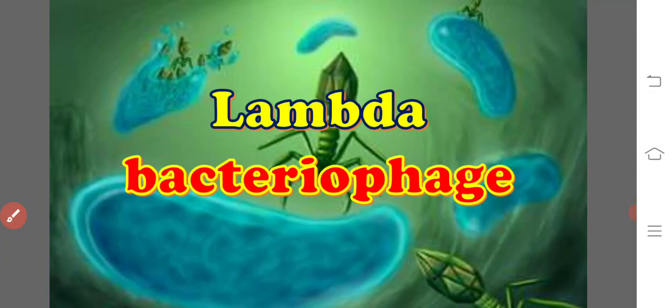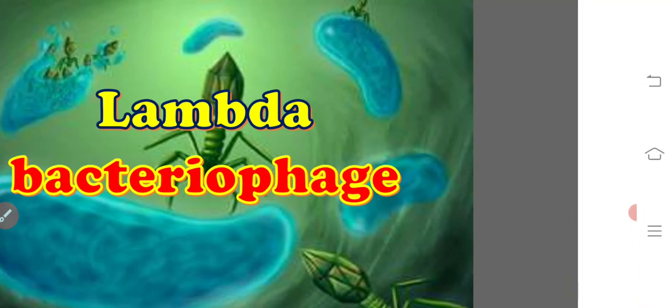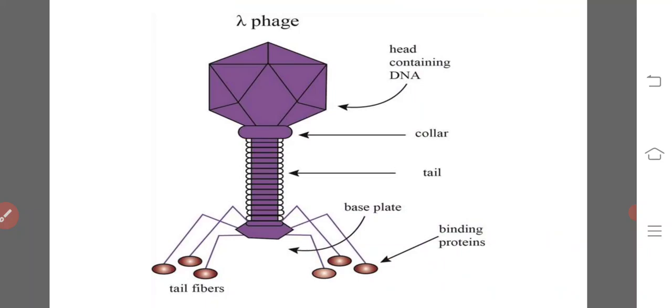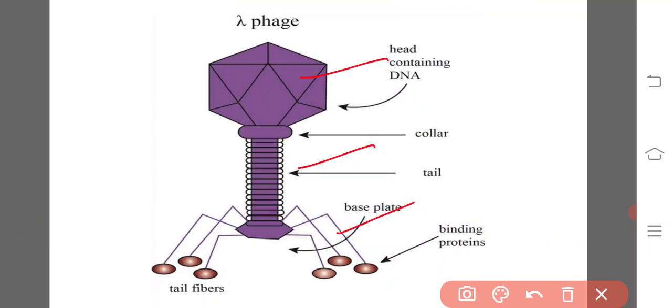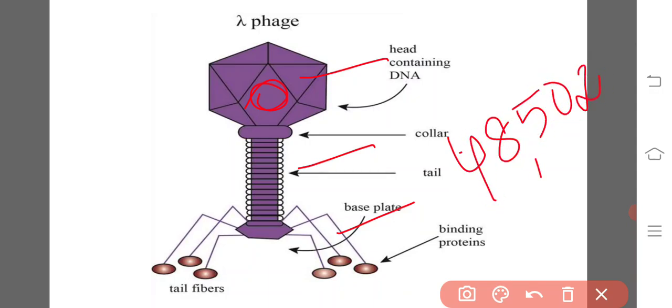Let us see the lambda bacteriophage. It is the most commonly used cloning vector. Its structure is similar to a phage, consisting of head, tail, and tail fibers. It has the genome inside the capsid. Genome size is 48,502 bases.